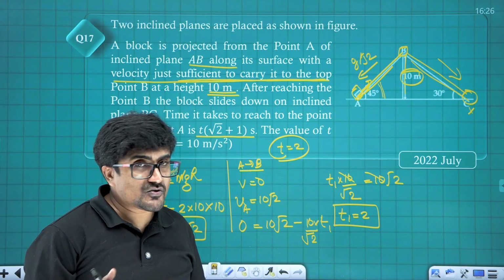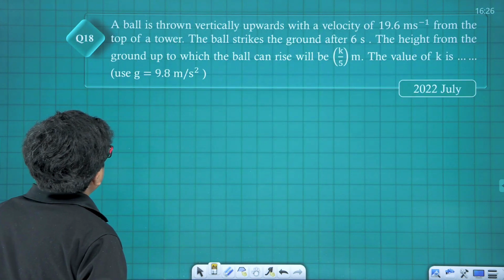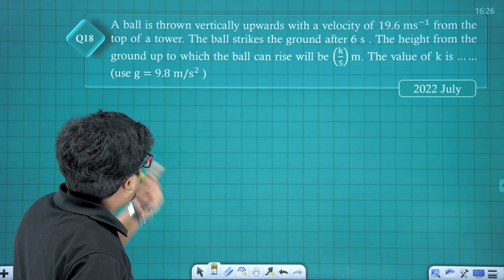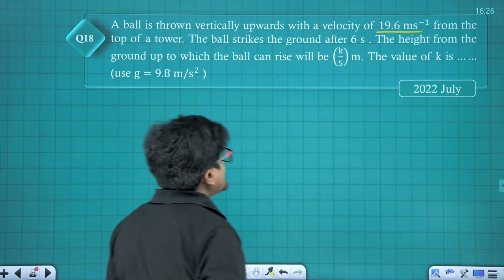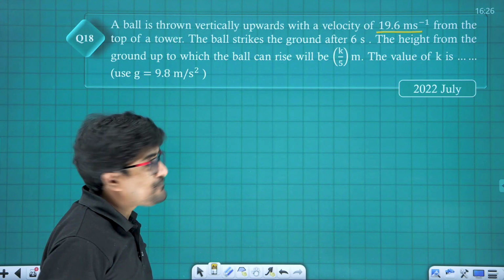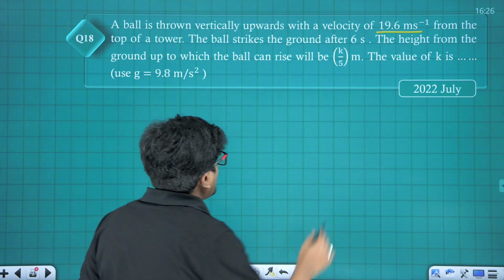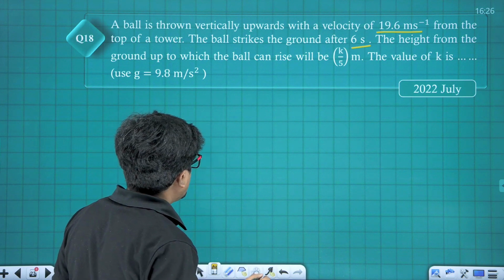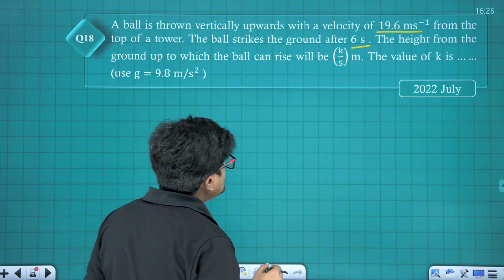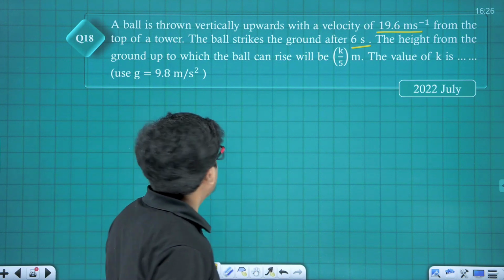Okay. Next is question number 18. The question says a ball is thrown vertically upward with a velocity of 19.6 meter per second from the top of a tower. The ball strikes the ground after 6 seconds. Now the height of the ground up to which the ball can rise is k by 5 meter. Then the value of k is.